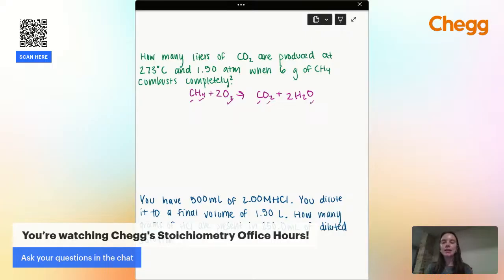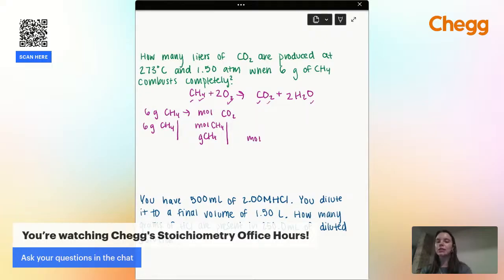So we have this equation, but now what does it mean? We're looking for how many liters of carbon dioxide are produced. So what we need to do is figure out moles of carbon dioxide. Remember, we talked earlier about how to get from any compound to another compound is to find moles. So let's go from 6 grams of CH4 to moles of CO2. We're going to do that in the same format that we did above. So 6 grams of CH4, grams of CH4 to moles of CH4, and then moles of CH4 to moles of CO2.